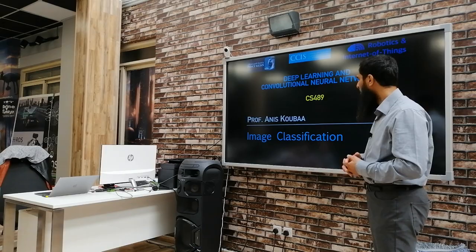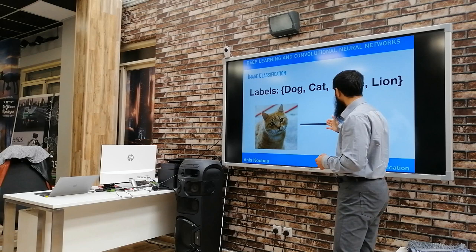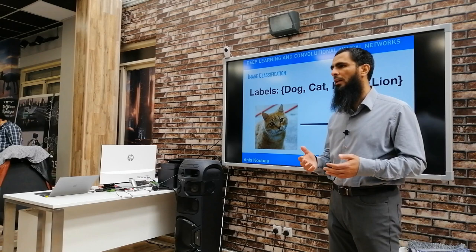The problem of image classification, as I have introduced in part one, is that we have an image, and then we're going to output a label. And this is categorical data, not numerical data, so that's why we talk about classification.